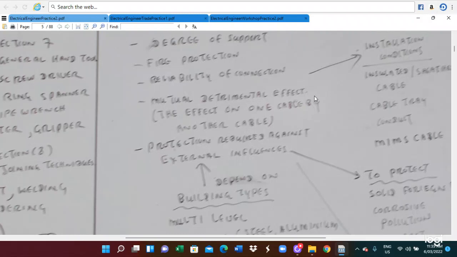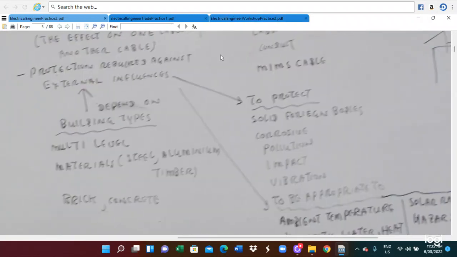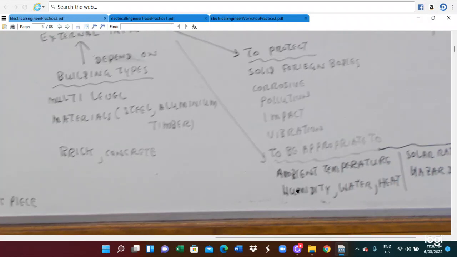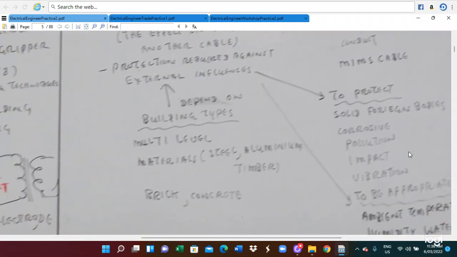In the meantime, we also see the determinant effect, how the environment or the outside temperature situation affects your wiring system. And also the protection against external influence. External influence means we have to protect the wiring system from any mechanical or solid material impact, moisture, or vibration. We also have to know about the outside ambient temperature, humidity, water, heat saturation, and solar heating. Those things have to be considered if you want to protect the wiring system from external influence.